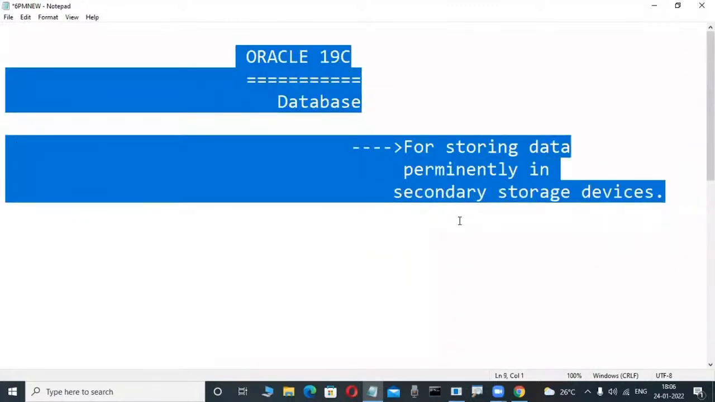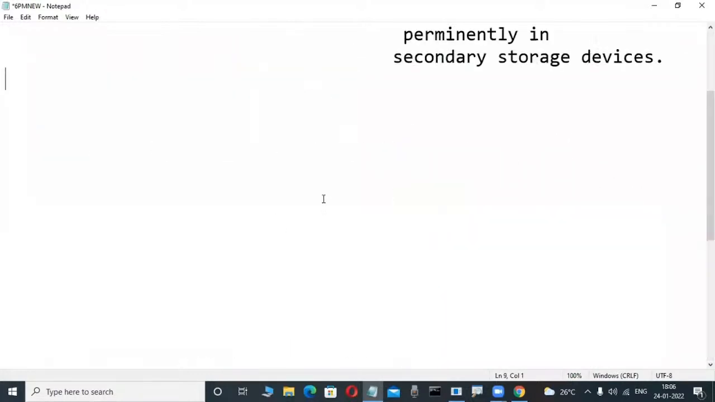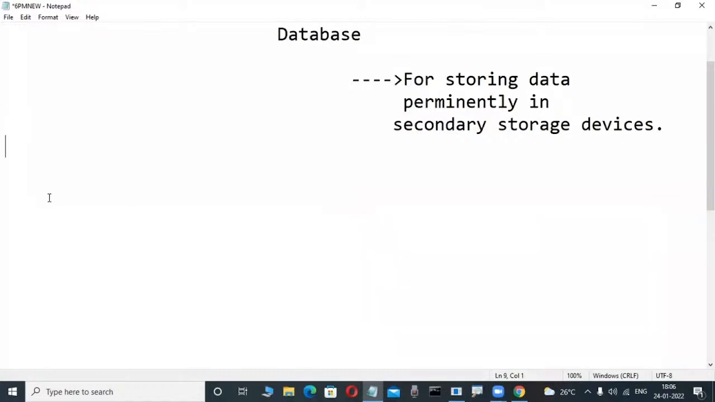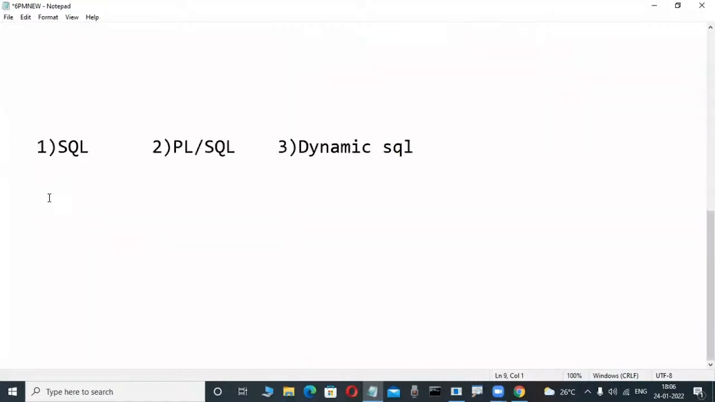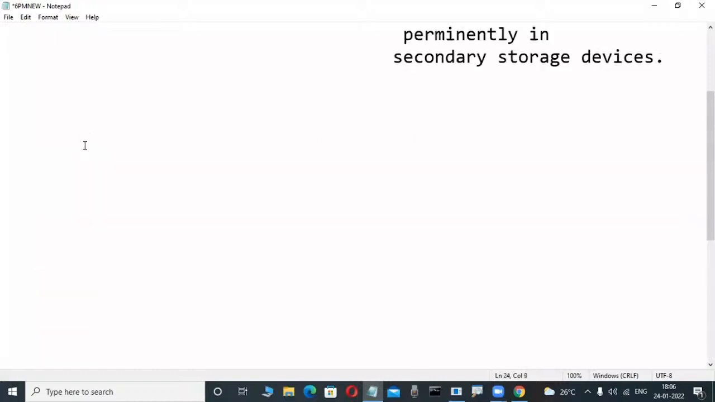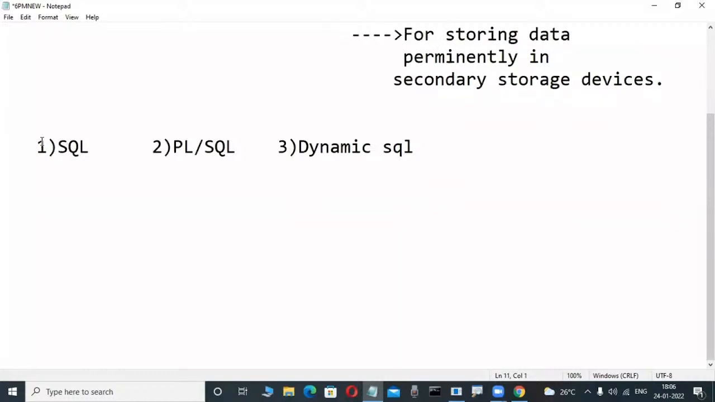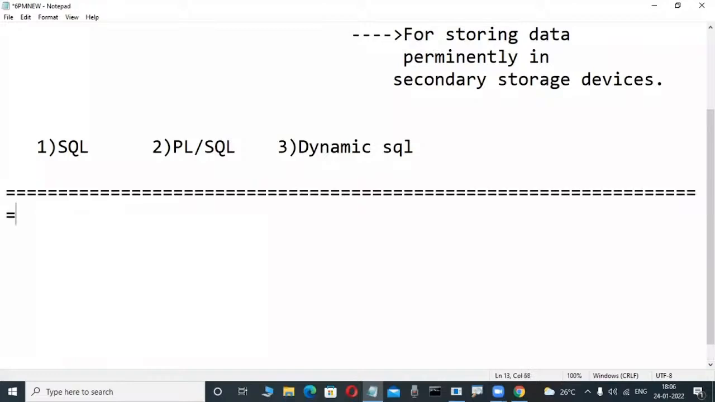What is that today? I will tell you. These databases, Oracle, SQL Server, DB2, Sybase, MySQL, all are implemented based on the relational data model concept. Today I will tell you. For operating these products, we use SQL. But for the Oracle database product, to operate it, we use 3 languages. One is SQL, another is PL/SQL, another is dynamic SQL. Up to this one, we learned in the previous classes.